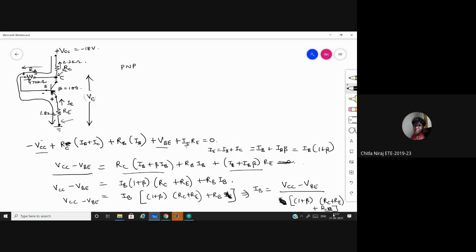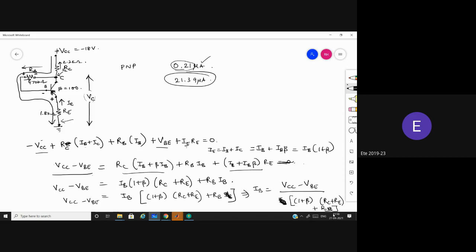Sir, is it 21.39 microamperes? 0.21 microamperes. Okay. So I got 21.39 microamperes. Anybody got any other answer? Same answer, sir. So values are same, but just see the decimal point. Answer is correct. 21.3 microamperes is the correct answer.